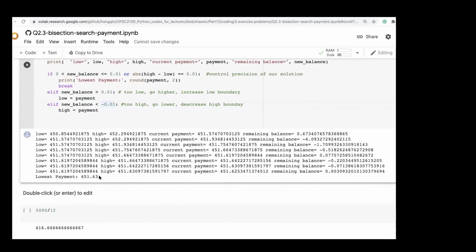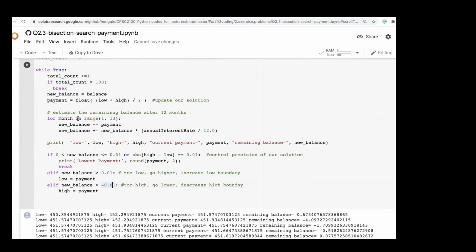Okay, is that the correct answer? 51.63. I don't remember, but you can double check. So this is actually a good ending of today's class.